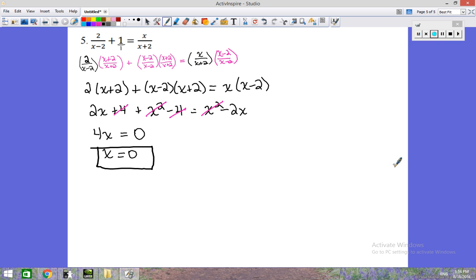Okay, so I'm pretty confident that 0 is in my solution set, and I think that it will be the only value in my solution set because my quadratic terms canceled. I don't have another solution here. All right.